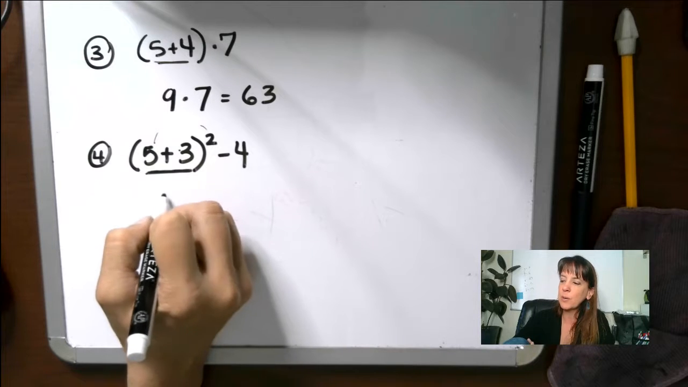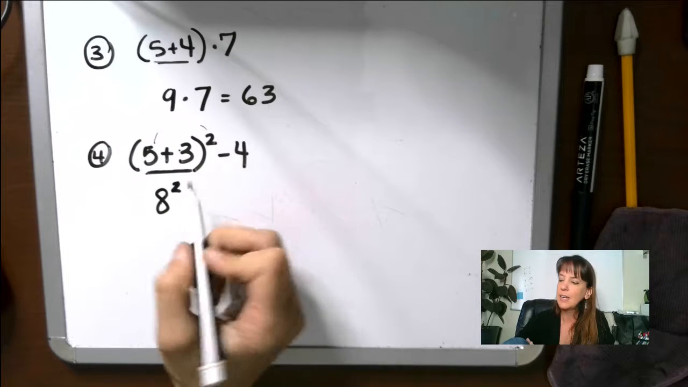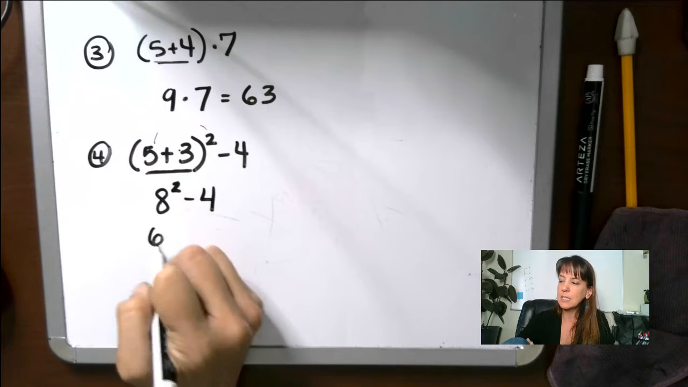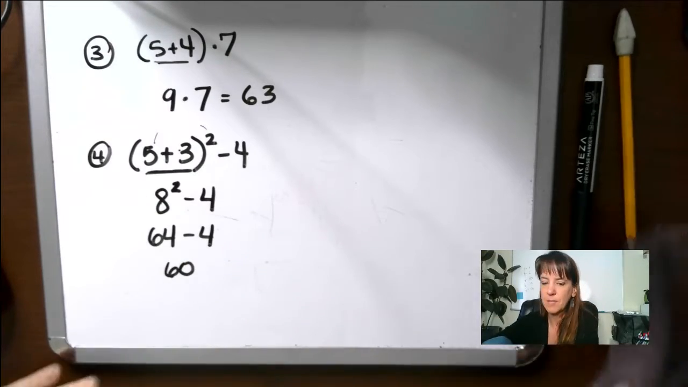5 plus 3, that's going to be 8. And notice I did everything in the parentheses, so I'm taking it out of parentheses. 8 squared is 64, minus 4. So that's 64 minus 4. That's going to be 60. All right, let's look at 5.